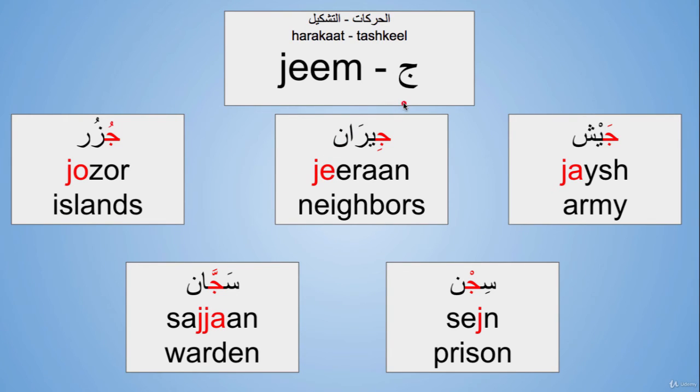And for the letter Jim, you will find that all of the same patterns apply. When you add fatha, it will be ja, like the word jaish, which means army. You add kasra, so it will be ji, like jiran, which means neighbors. Or you can add dhamma, so it will be ju, like juzur, which means islands.